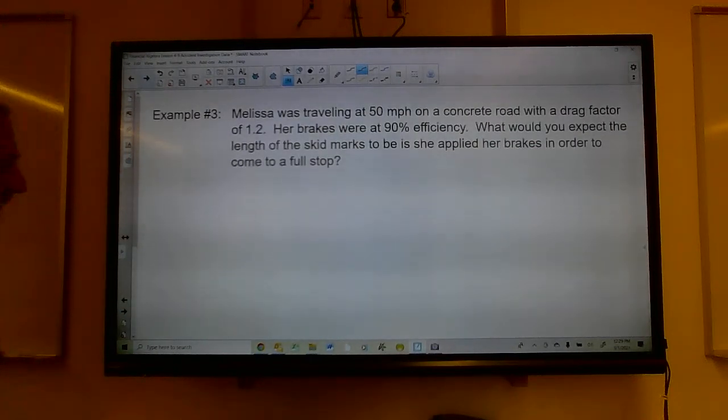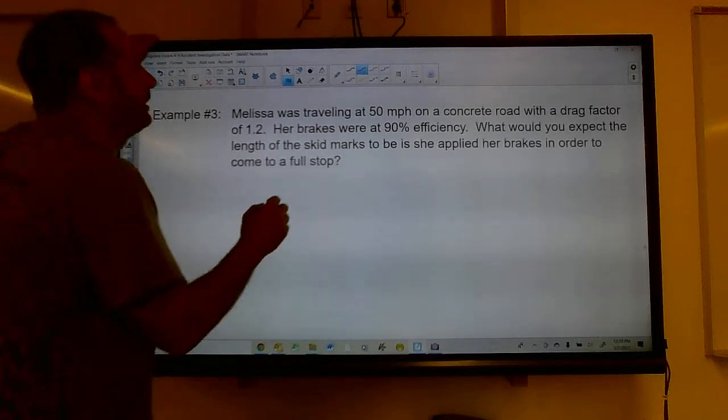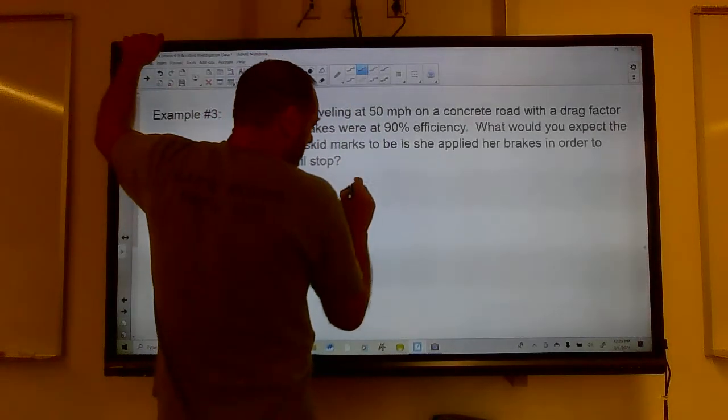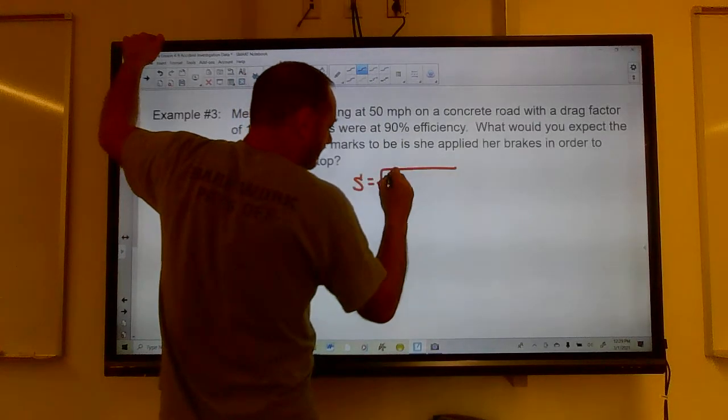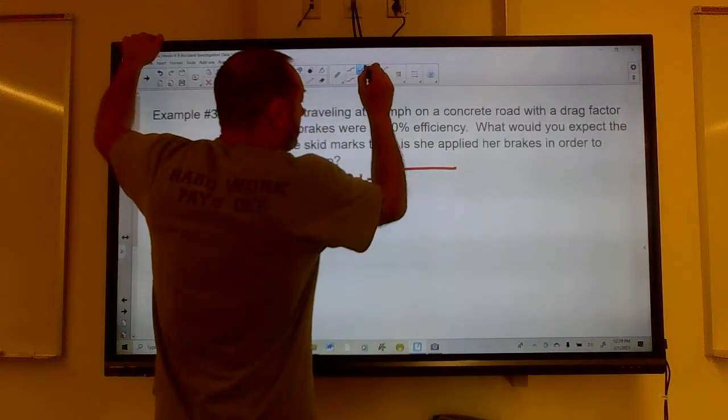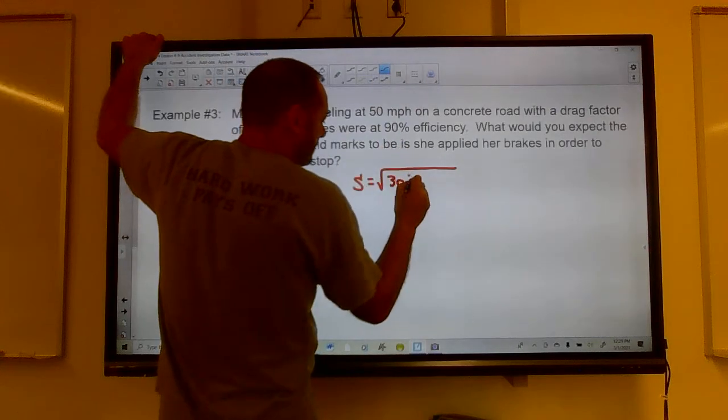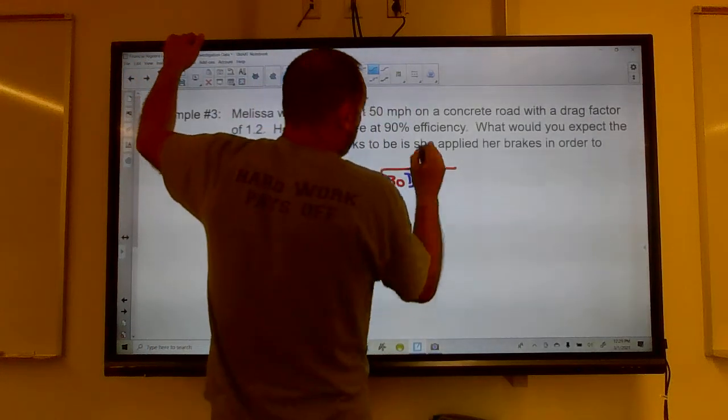Melissa was traveling 50 miles per hour on a concrete road with a drag factor of 1.2. Her brakes were at 90% efficiency. What would you expect the length of the skid marks to be if she applied her brakes in order to come to a full stop? Okay, so this is the same equation, just a slightly different problem because I have different information. So if I go back here again, S equals the square root of 30 times D times F times N.